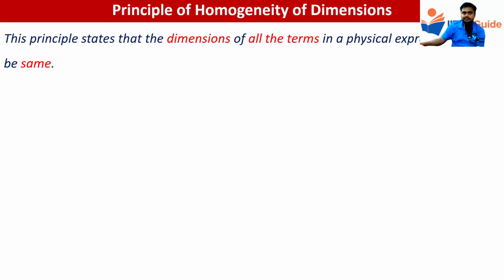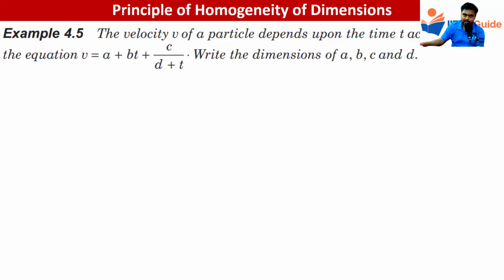Principle of homogeneity: all the dimensions of all the terms should be the same. Solve this. Okay, let me solve this one, then I'll give you other questions. If you see here, the velocity is given like this. Velocity is meter per second, so this A must be meter per second, which is LT^-1.